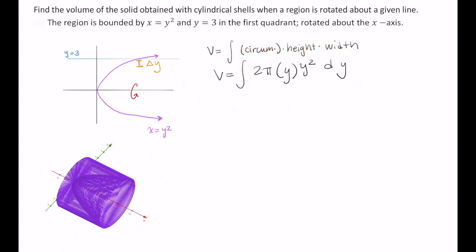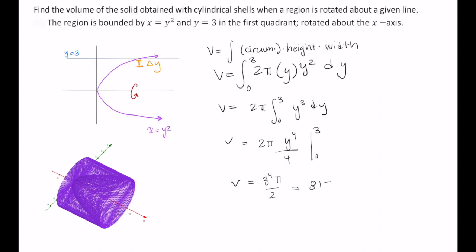And as we can see here, y runs from a minimum of 0 to a max of 3. So this volume is given by 2 pi times the integral from 0 to 3 of y cubed dy. This integrates to 2 pi times y to the 4th over 4, and we need to evaluate now from 0 to 3. And we're left with just 81 pi over 2. I hope this video was helpful.